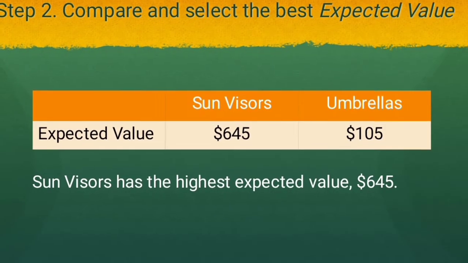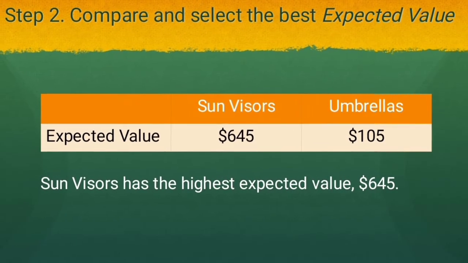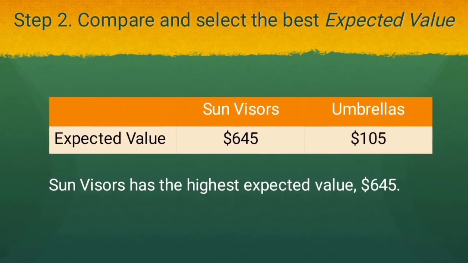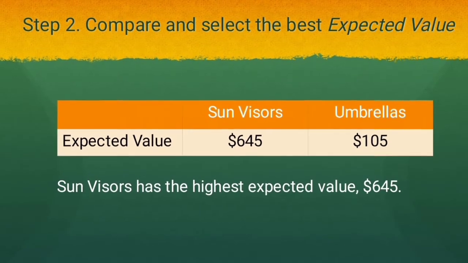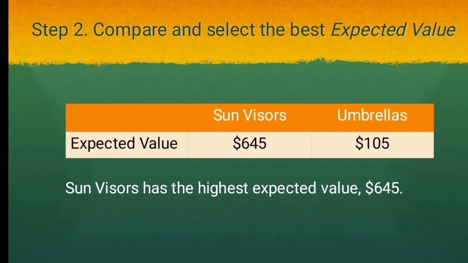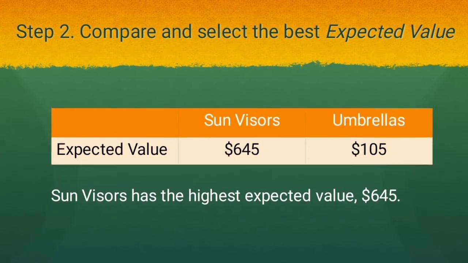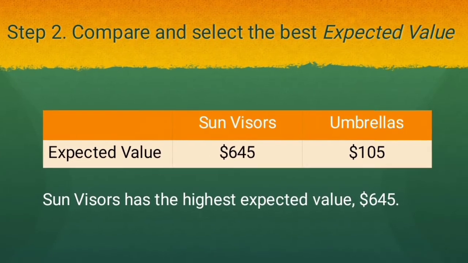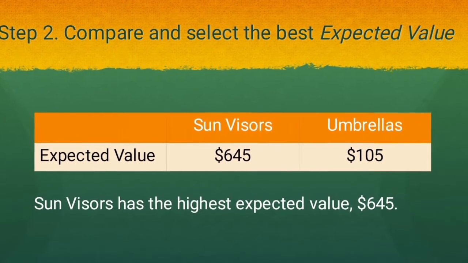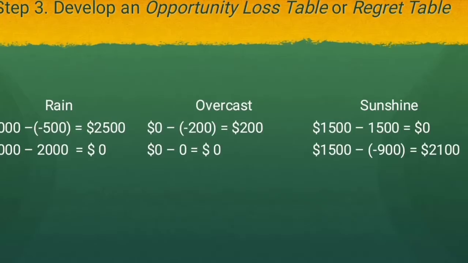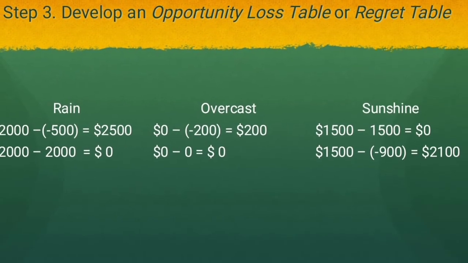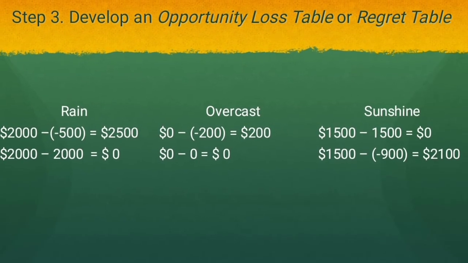Step 2. Compare and select the best expected value. For the sun visors, we have $645, and for the umbrellas, we have $105. Since the sun visors have the highest expected value, we will choose sun visors. Step 3. Develop an opportunity loss table or regret table.